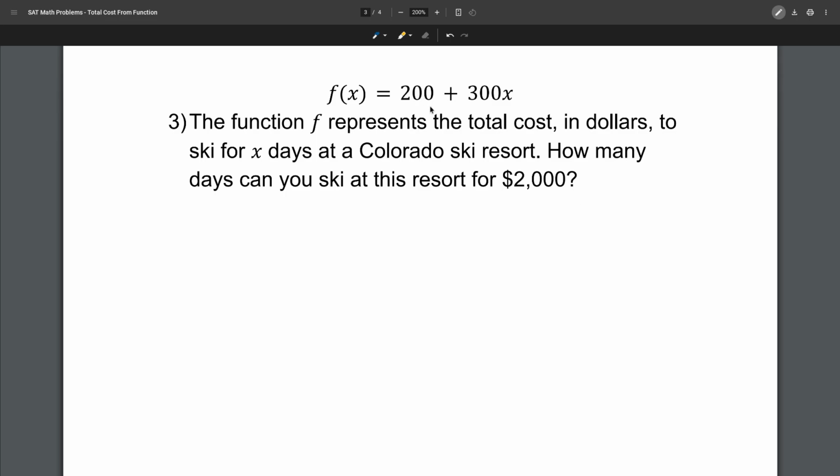If you think of the 200, maybe that's just for renting equipment, although it's probably going to be more than that, or some other type of expense like that, maybe just to park your car somewhere. Could be more than that also. The 300 will be maybe the ticket per day. So we're going to set 2,000 equal to f of x. So we're going to say 2,000 equals 200 plus 300x.